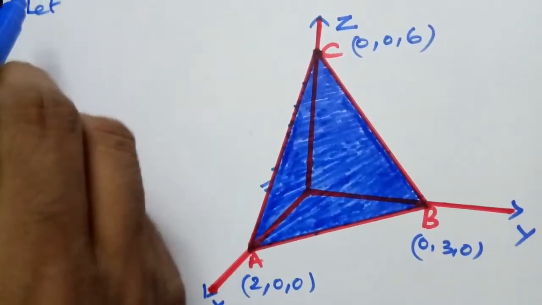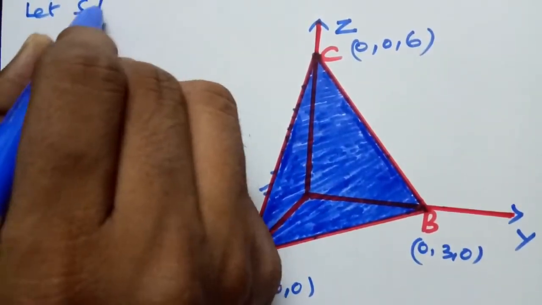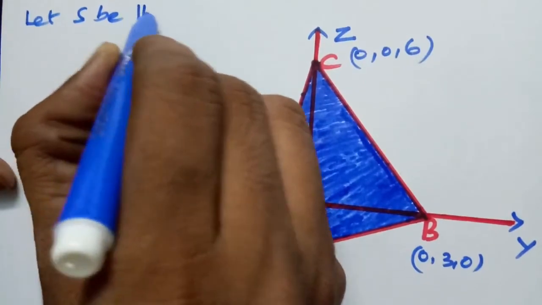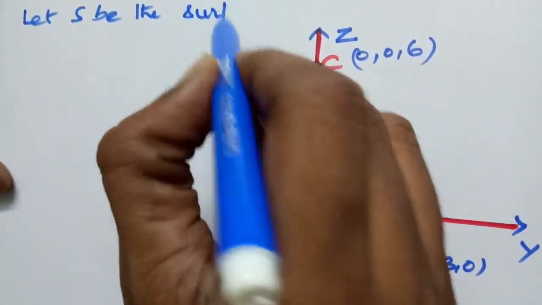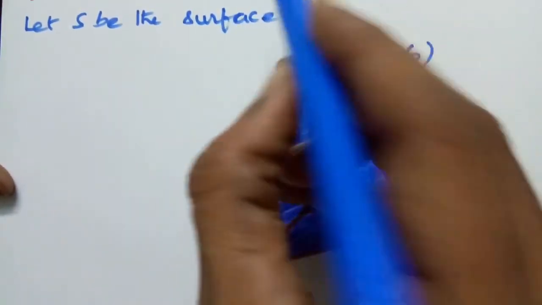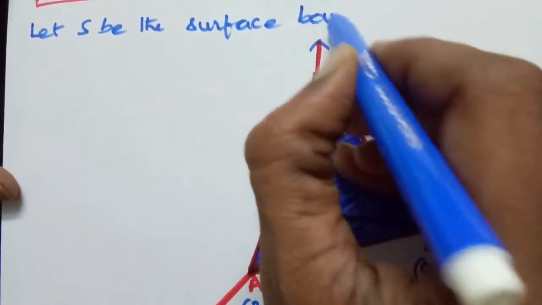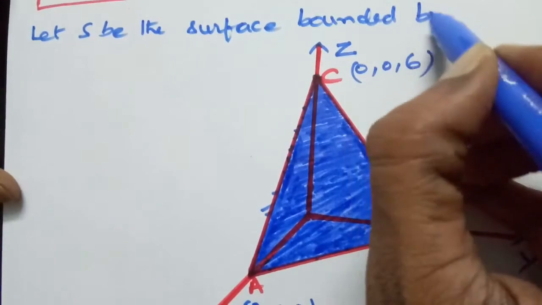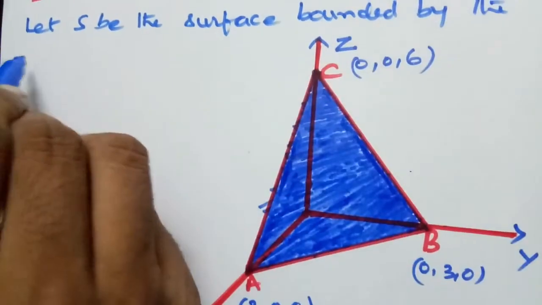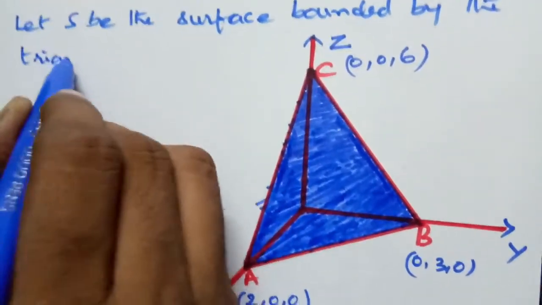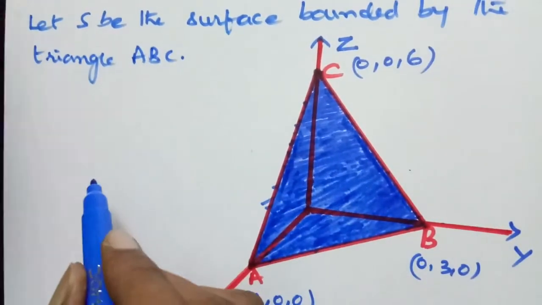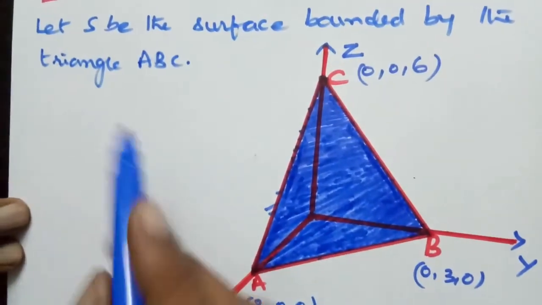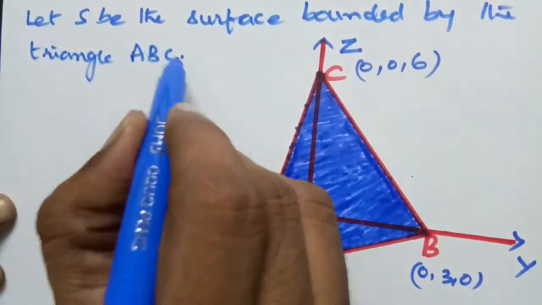Let S be the surface bounded by the triangle ABC, the triangle whose vertices are A, B, C.